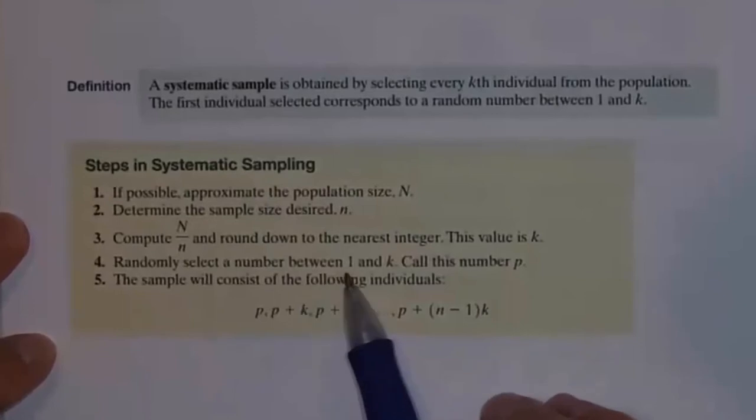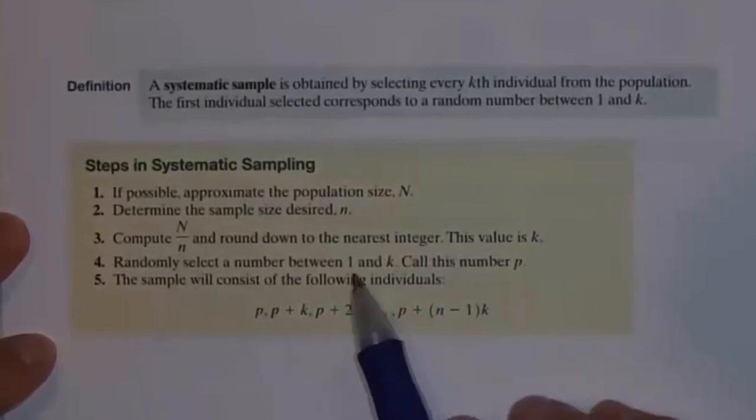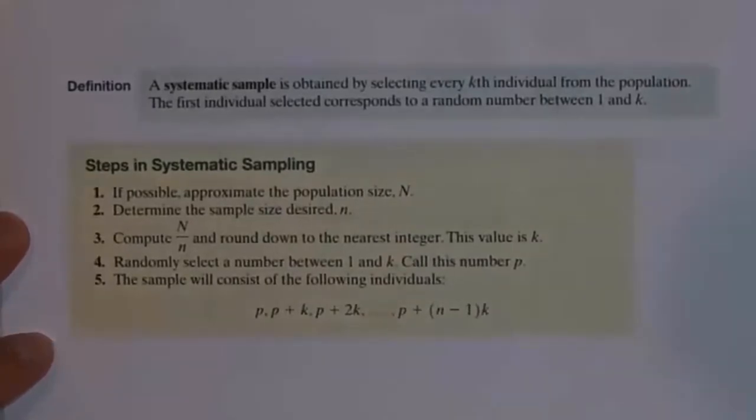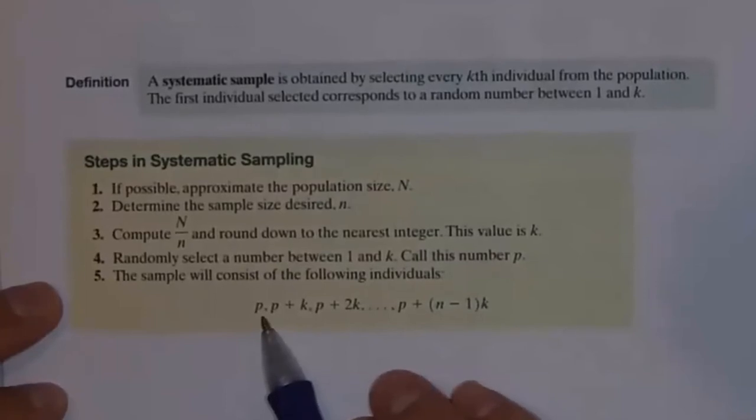Randomly select a number between 1 and K. So again, K is the value that we're getting here. And so your first individual is going to be in the first K individuals, and call this number P. So P, there's no real meaning to the letter P there. It's just going to be the first individual that we are going to start with. So like in my example, I said number 22. Well, that's just randomly selected, and so we have to give it a name. So the author called it P. So P would be the first individual, number P.